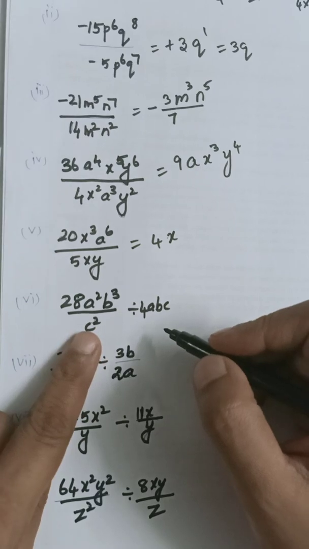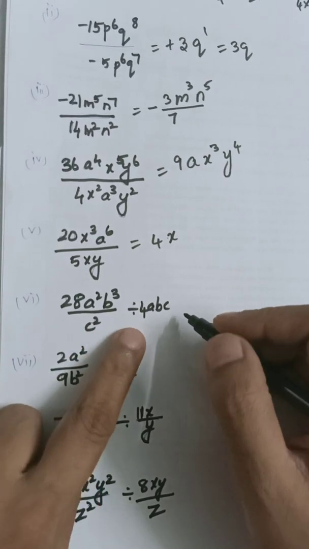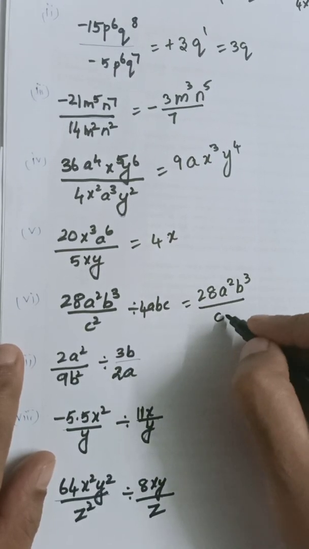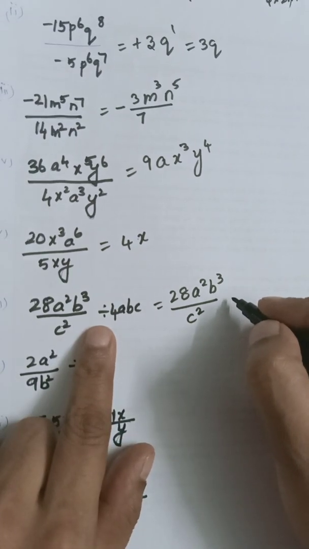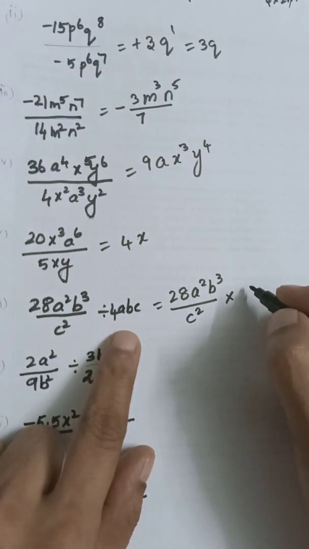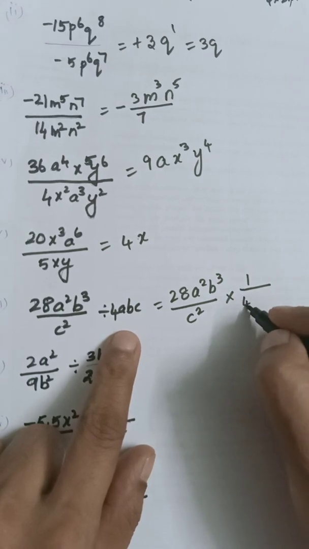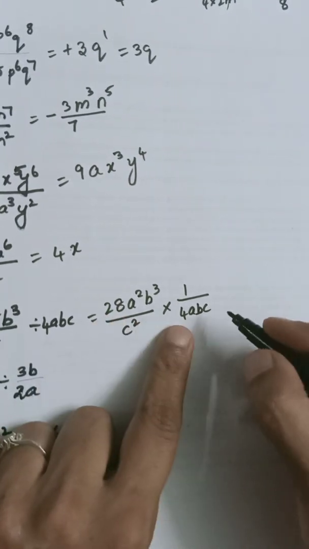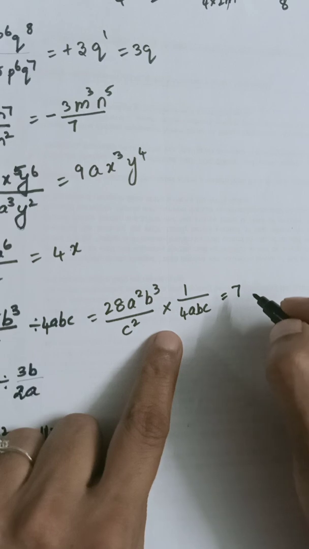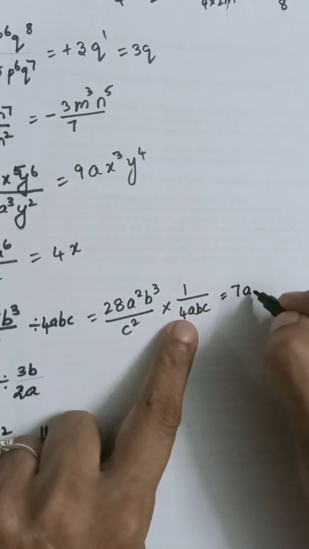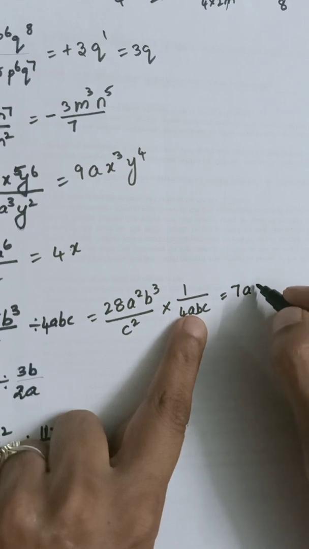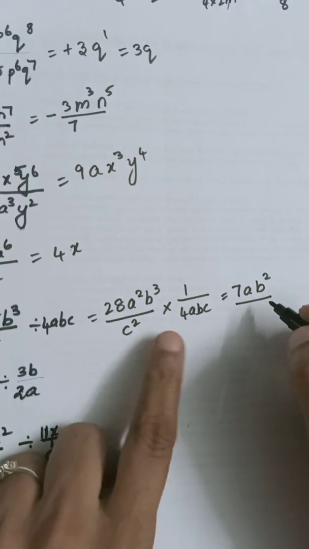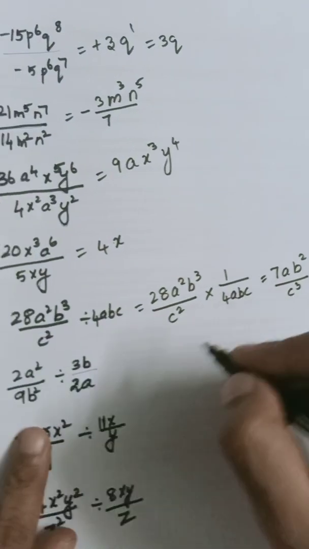Next, again you have a fraction first and a division symbol next, just like the first problem. 28a square b cube divided by c square. The division should become multiplication, and for the next one you put a reciprocal, 1 by 4abc. Now you can cancel directly with the numerator. 28 divided by 4 is equal to 7. A square divided by a will be a power 1. B cube divided by b will be b square. See, these two are in the denominator only. So you have to multiply. C square into c is c power 3.